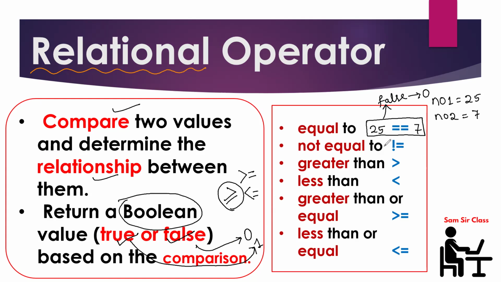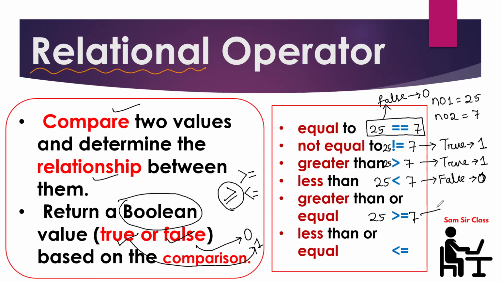Similarly, if I apply the second one, 25 is not equal to 7, that is true, and if it is true it will return the value 1. 25 greater than 7, obviously it will return true and the value 1. 25 less than 7, it will return the Boolean value false and the value 0. 25 greater than or equal to 7, obviously again true, and it will return 1. 25 less than or equal to 7, no, it will return false and the value 0.